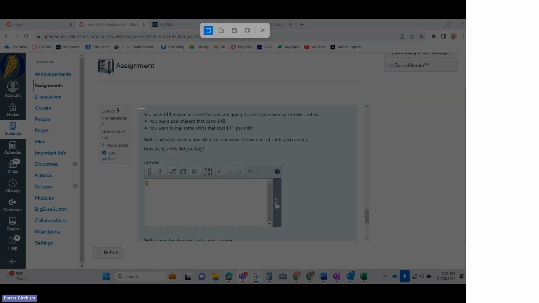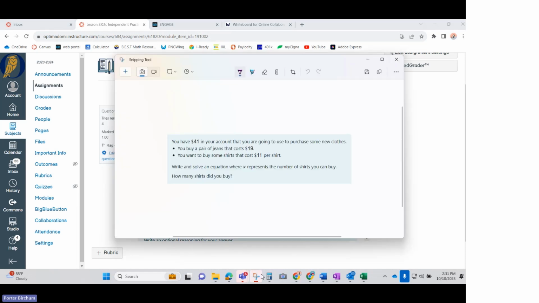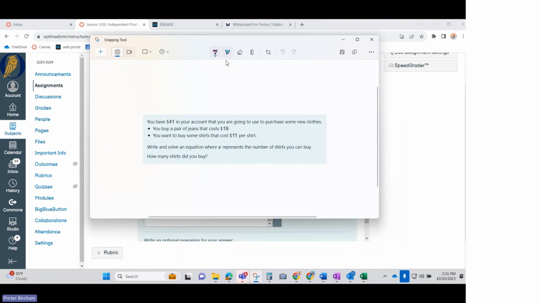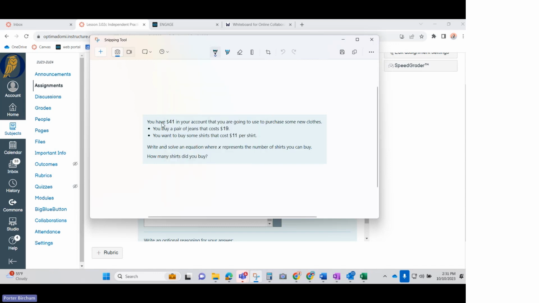Okay, on your homework, as always, with all of the independent practices, your problems are the same. Your numbers are different, but your problems are the same. I'm going to use the color green. You have $41 in your account that you are going to use to purchase some new clothes.